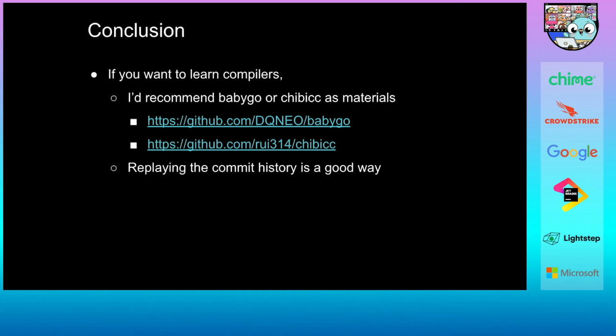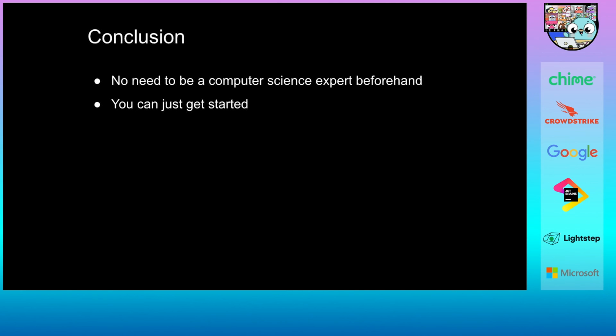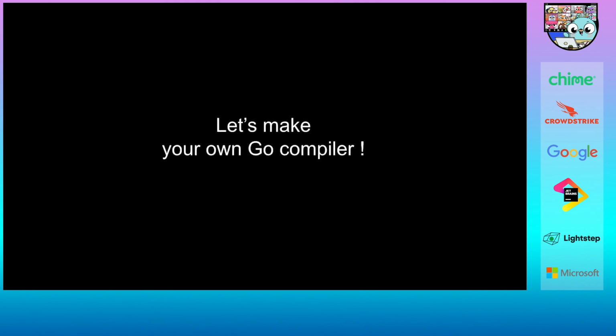If you want to learn compilers, I'd recommend babygo or chibicc as learning materials. Replaying the commit history is a very good way to learn. You don't need to be a computer science expert beforehand. You can just get started. Let's make your own Go compiler.